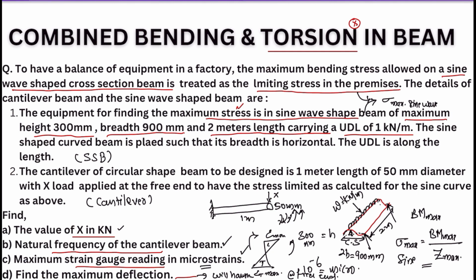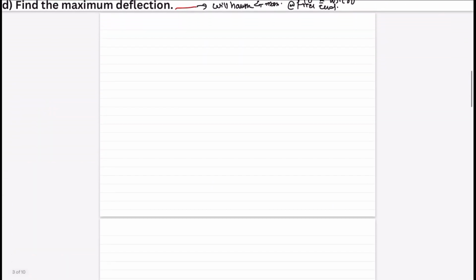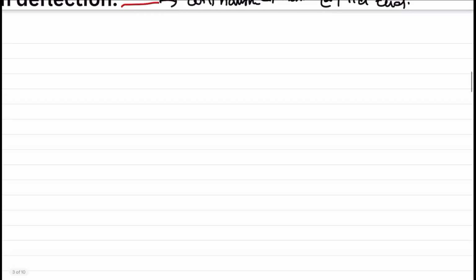If you want, watch it two or three times to understand. I clearly explained how to calculate the moment of inertia for a sine wave in the structural analysis lecture, some 13 days back from now. And now we will start solving the problem.